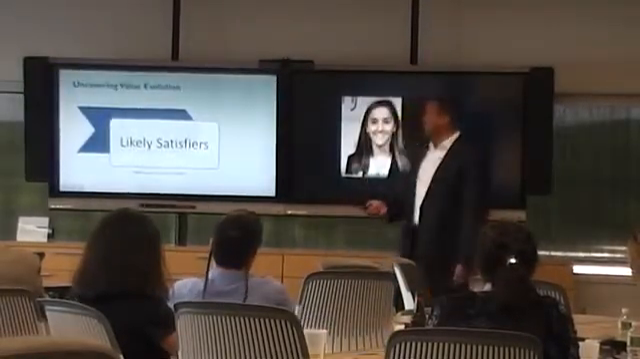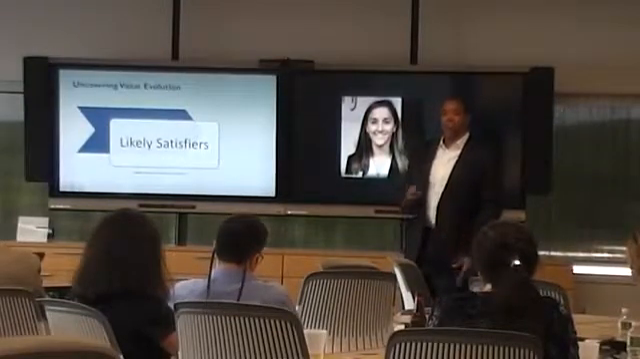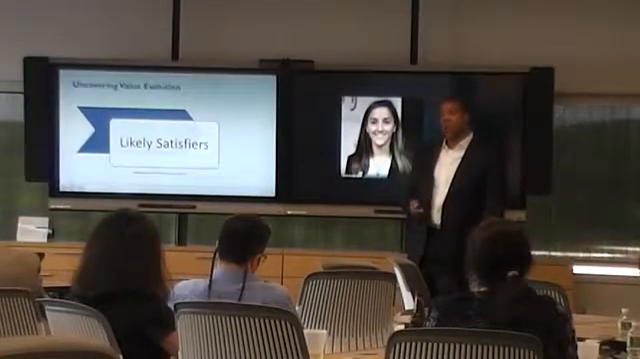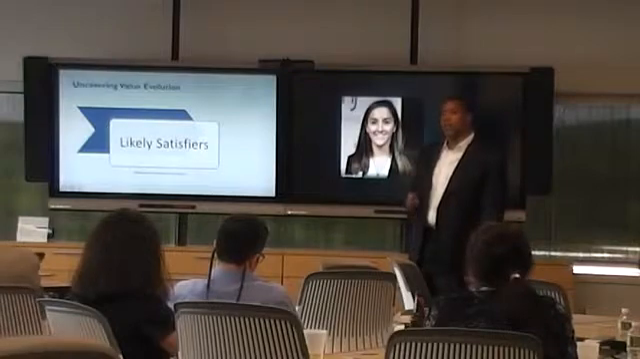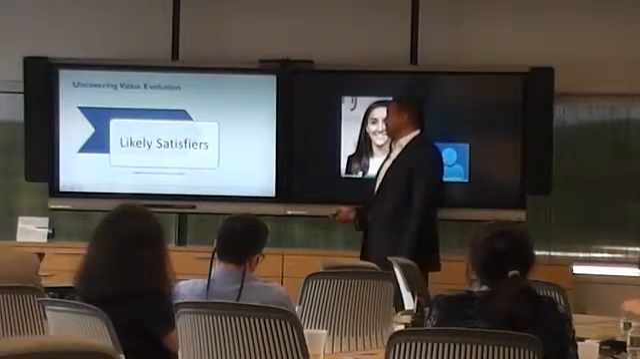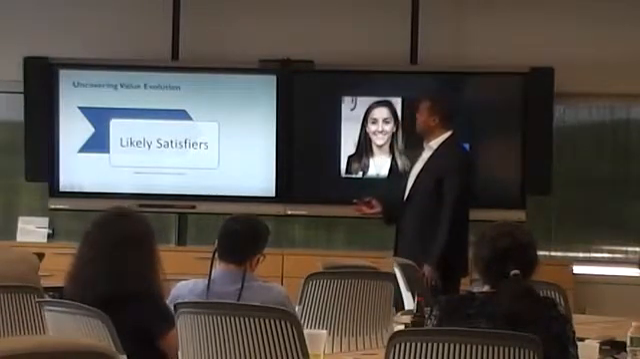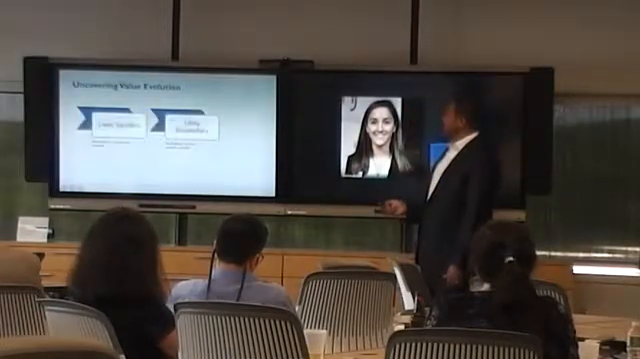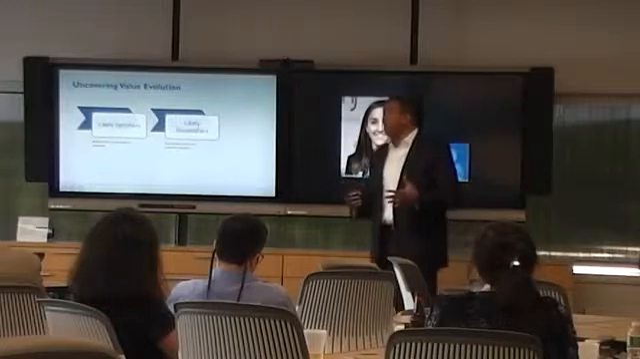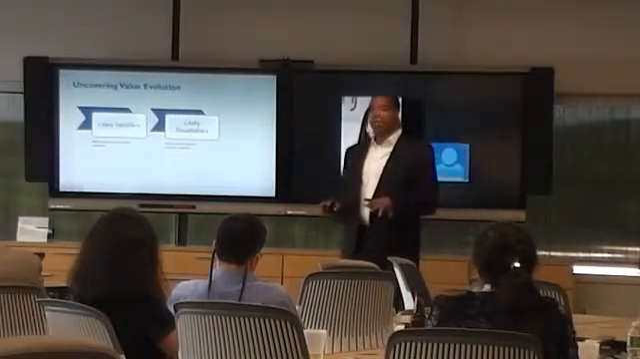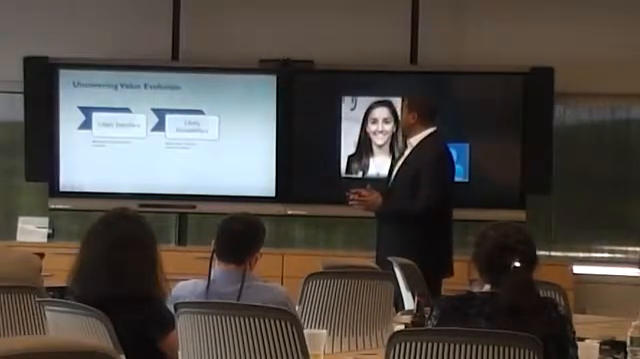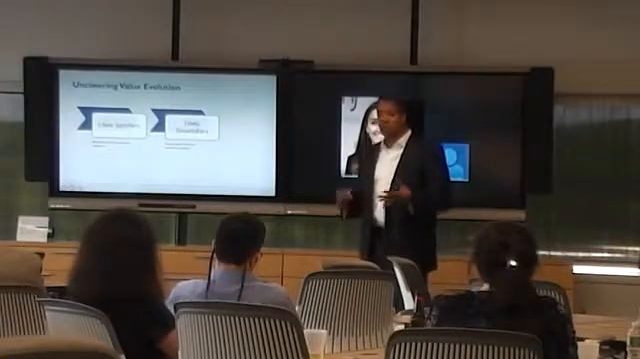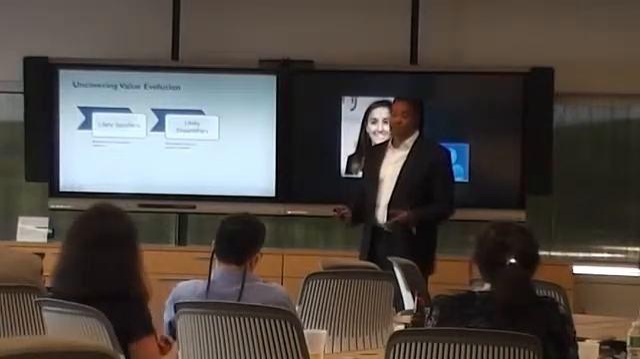In terms of uncovering value for Lean Six Sigma and for Design for Six Sigma, the first thing you're going to want to do is look at what our likely satisfiers are. Satisfiers are needs that are known to and voiced by the customer. Then you're going to ask, what are our likely dissatisfiers? These are needs that are known to the customers, but they're not necessarily voiced by the customers.